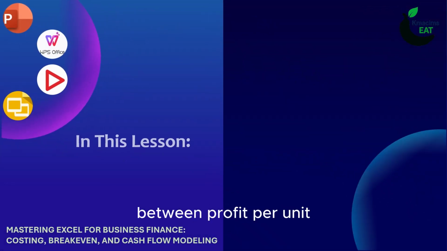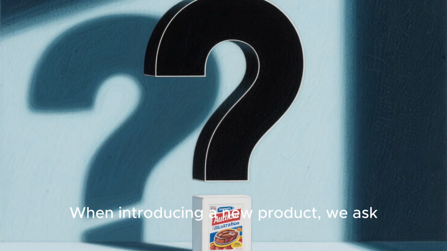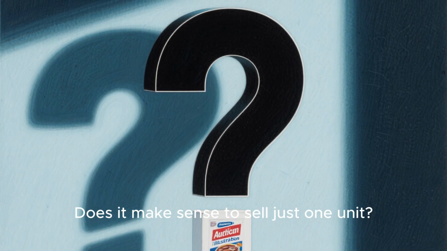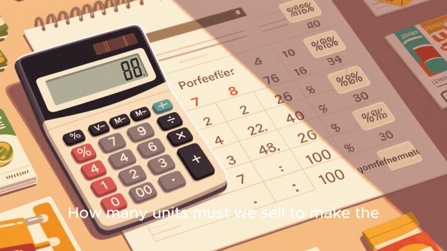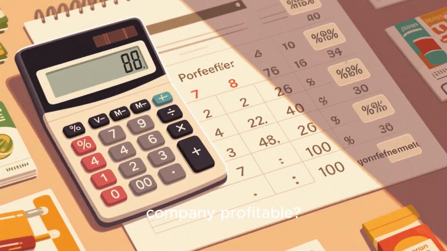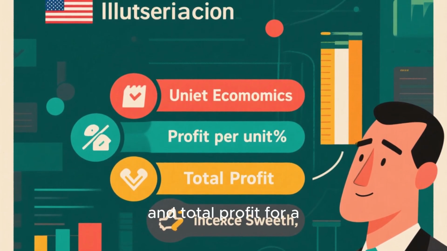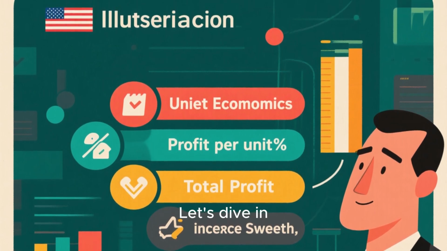This topic bridges the gap between profit per unit and total business profitability, serving as a litmus test for any new product. When introducing a new product, we ask, does it make sense to sell just one unit? If yes, then we ask, how many units must we sell to make the company profitable? In this lesson, we introduce the concept of unit economics and total profit for a business or venture. Let's dive in. Key concepts.